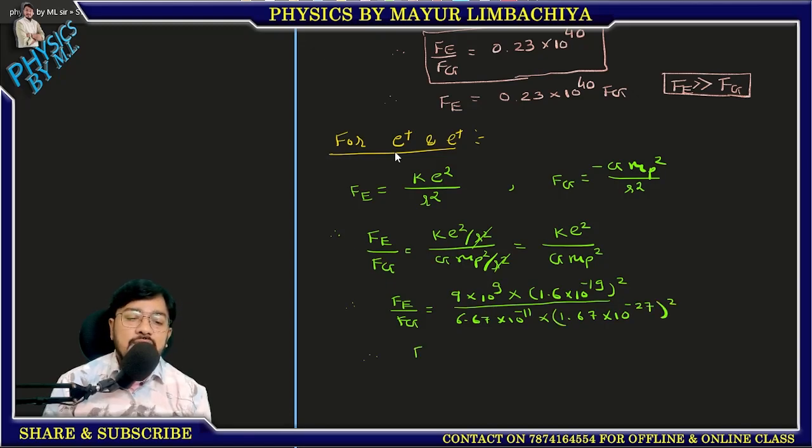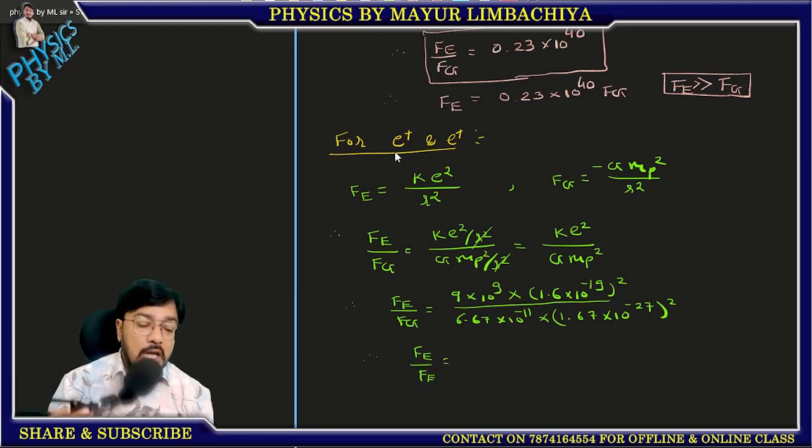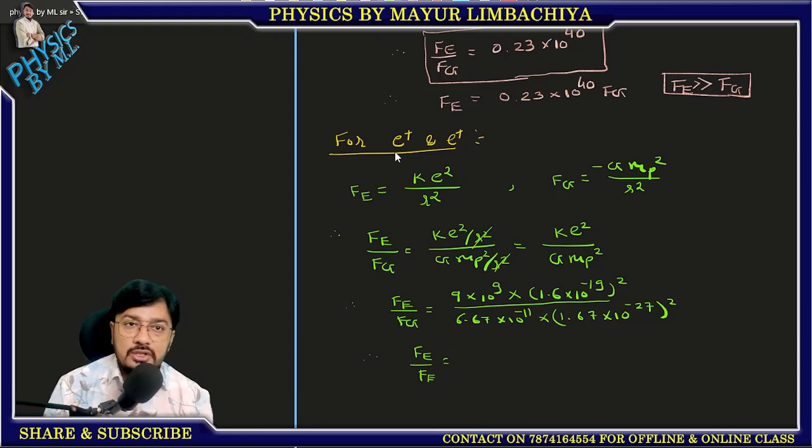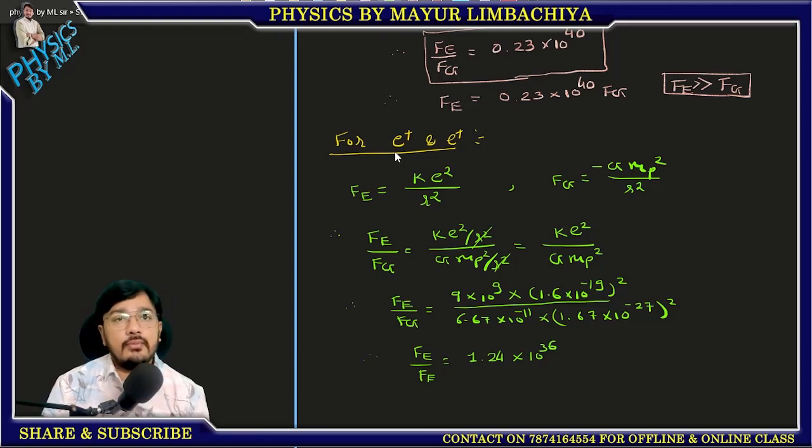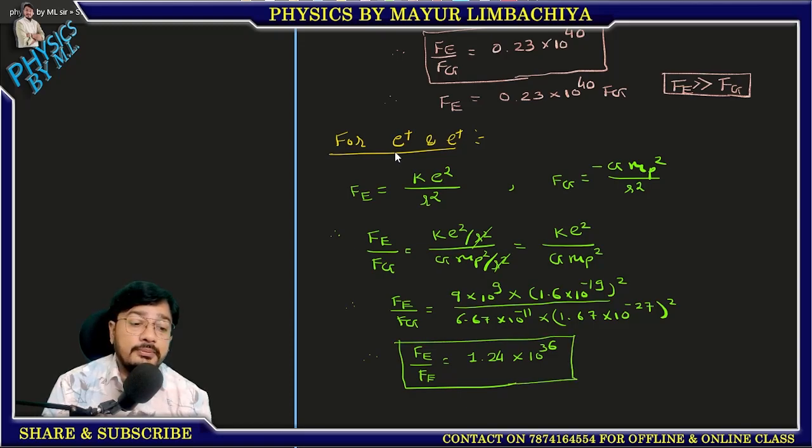So dear students, if you do the ratio of these and if you calculate the numerator and denominator, I'll directly write down the values because I have to make this video shorter. That's why when you do the calculation, just verify it. So the value will be 1.24 into 10 raised to 36. Okay. So this is the second answer of your problem. Fine. And you can see as well that Fe is much greater than Fg in this case too.